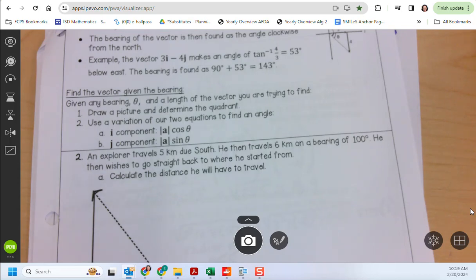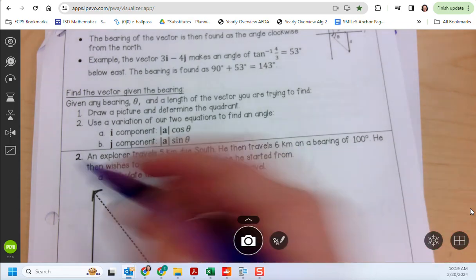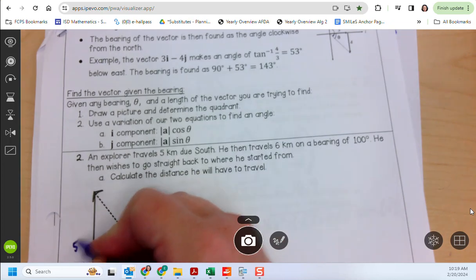All right, okay. An explorer travels 5 kilometers due south. So in this picture, here's your 5 kilometers.